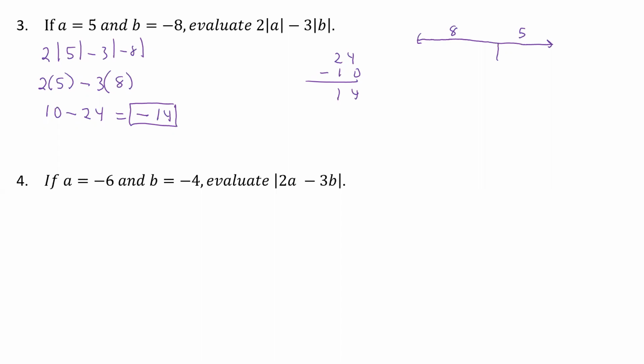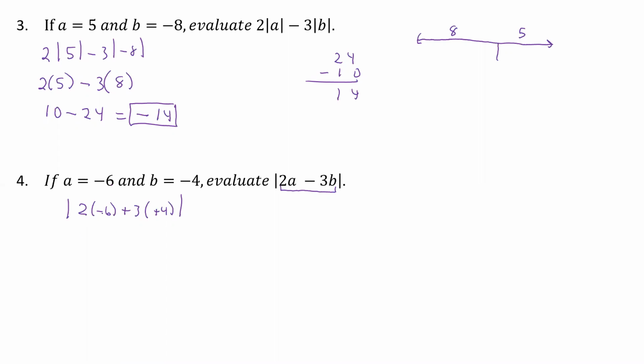Now the next one we have absolute values as well, but it's around the whole thing. So what we're going to have to do is simplify everything in here after we add in our a and b, get all that done. Once we get that, then we'll take our absolute value. So let's add stuff in. So we'll have 2 times negative 6 minus 3 times, now b is a negative 4, and then ending absolute value.